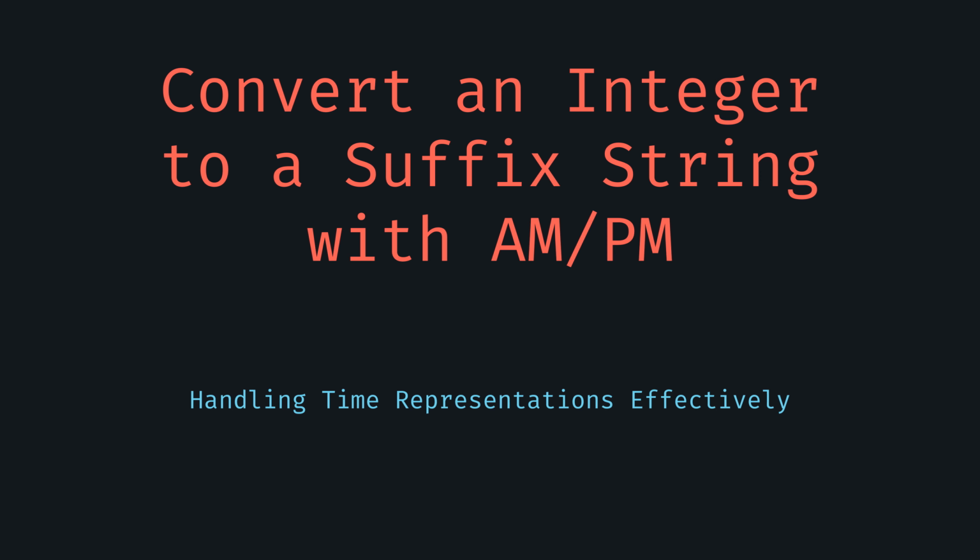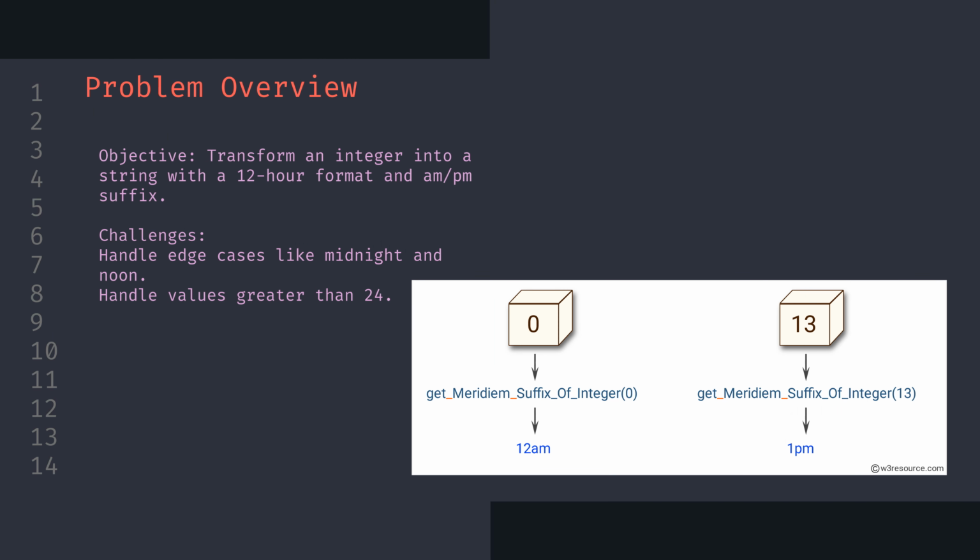Welcome to today's session, where we'll explore how to convert integers into 12-hour formatted strings with appropriate AM and PM suffixes. This is particularly useful in creating time-related outputs in your applications. The goal is to take any integer and convert it into a 12-hour time format with an AM or PM suffix. This includes edge cases such as 0 for midnight and 12 for noon, as well as values exceeding 24.